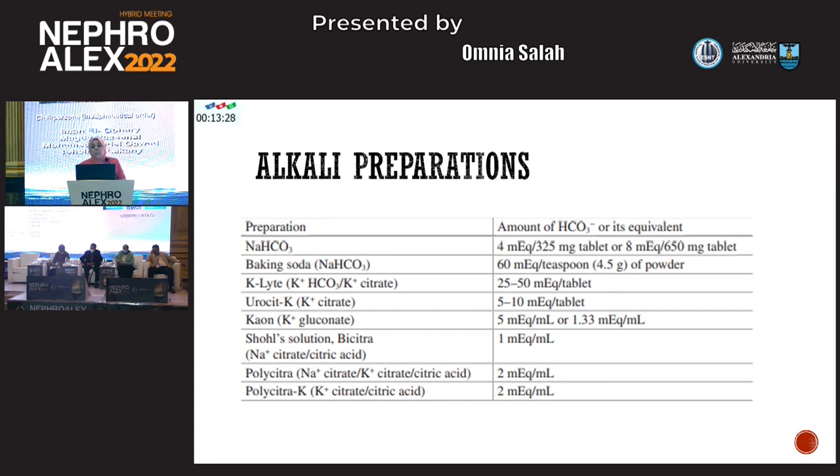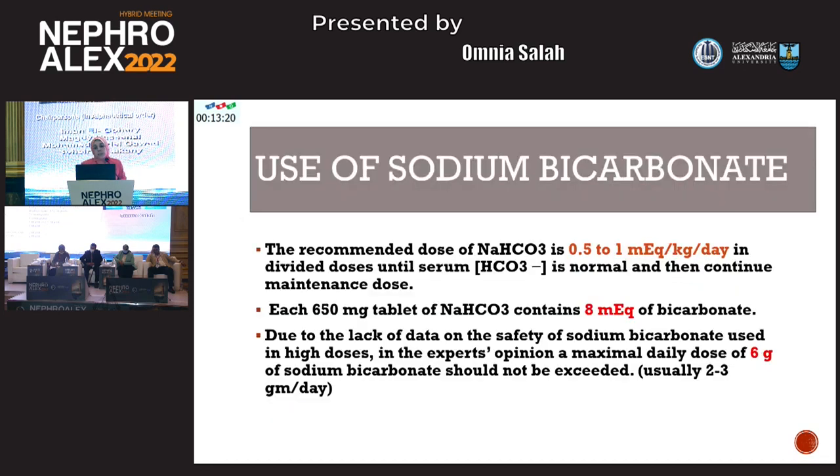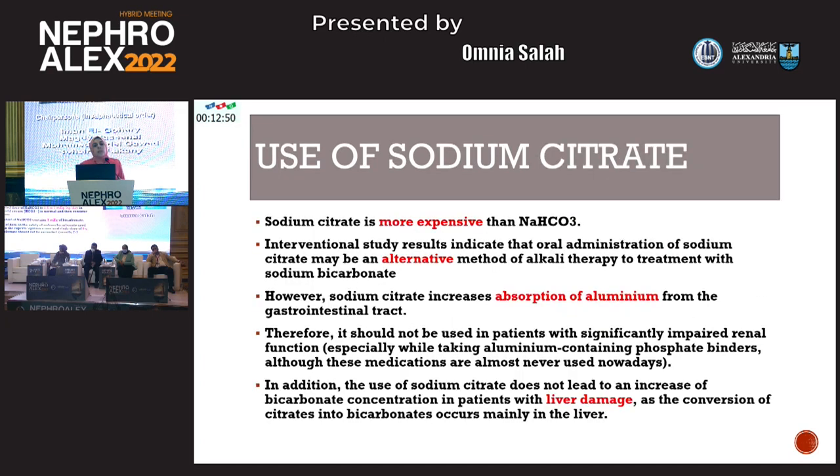These are the different alkali preparations available. We usually use sodium bicarb or sodium citrate. We avoid the potassium-containing alkali preparation due to risk of hyperkalemia. Sodium bicarb recommended dose is from half to 1 milliequivalent per kg per day. However, usually we do not use this very high dose. Each 650 milligram tablet of sodium bicarb contains 8 milliequivalent bicarbonate. What's more available in Egypt is the 500 milligram tablet or capsule. It contains around 6 milliequivalent bicarb. But according to many experts' opinion, we should not increase the dose above 6 grams per day, and usually we use from 2 to 3 grams per day.